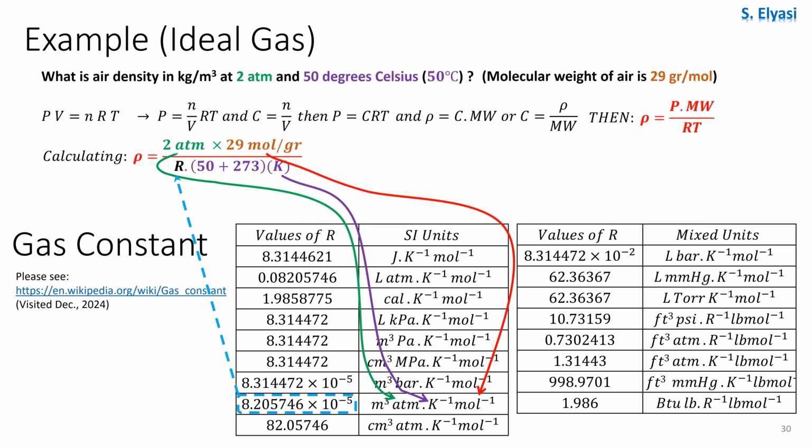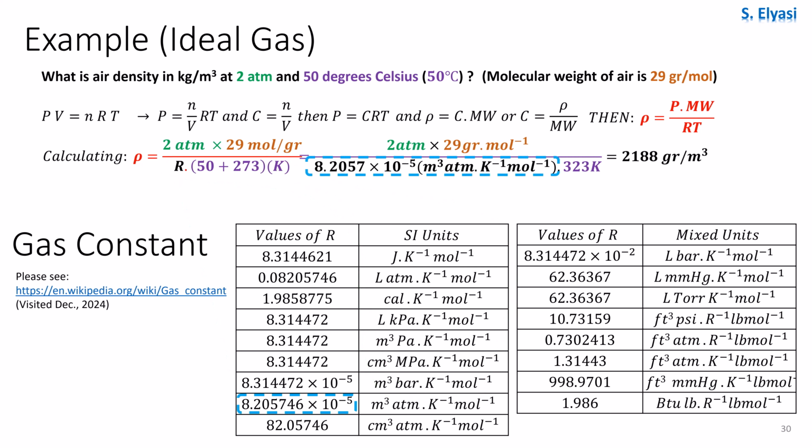The final calculation shows that the density of air as an ideal gas is approximately 2188 grams per cubic meter. By applying a conversion factor, we find the result to be about 2.188 kilograms per cubic meter.